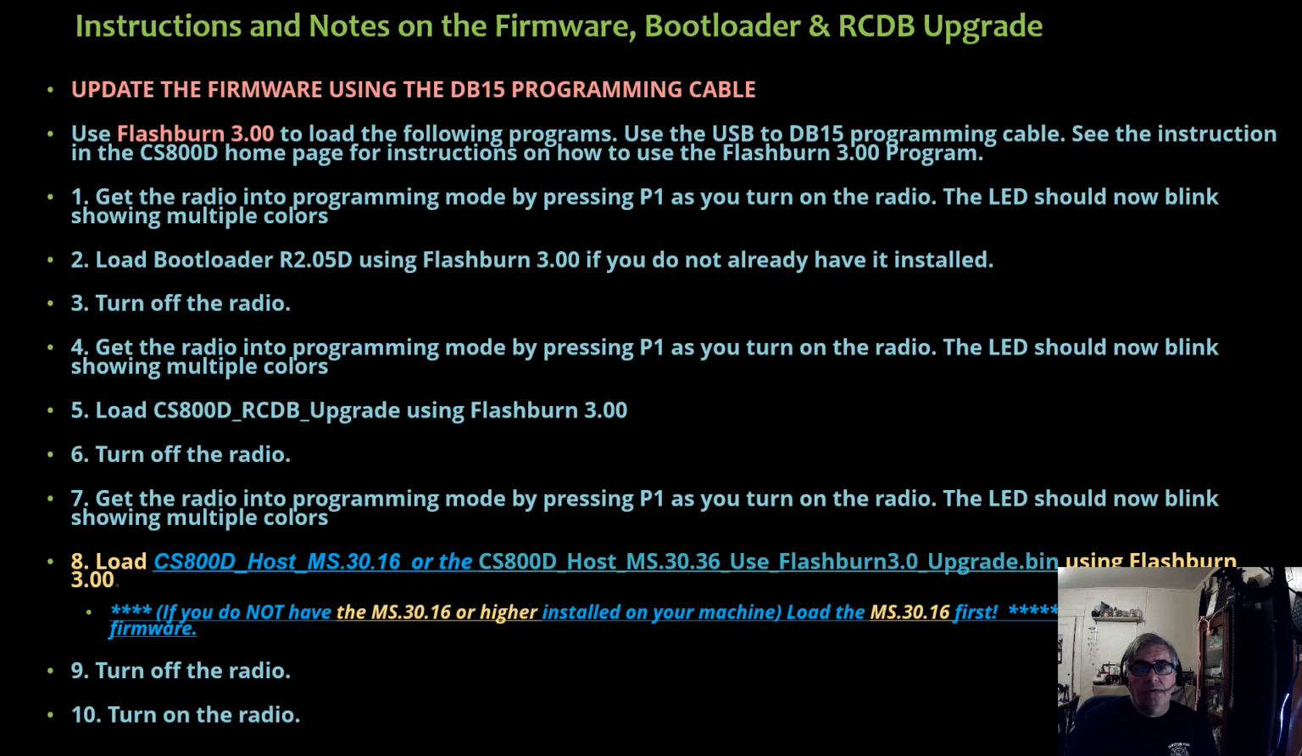Get the radio into the program mode by pressing P1 as you turn the radio on. The LED should now blink, showing multiple colors. Now you should be able to download and install the 30.16, or if you already have that, the 30.36. If you don't have the MS 30.16 or higher installed, install that first. Okay. And then turn the radio off and turn the radio back on.